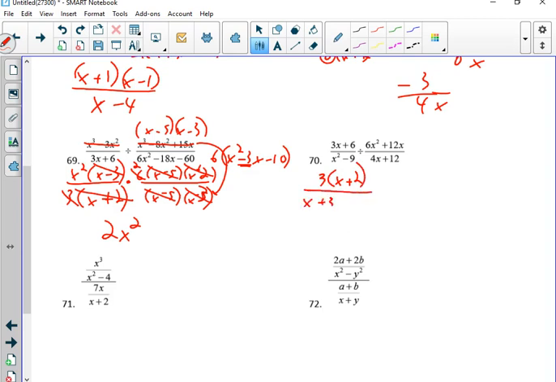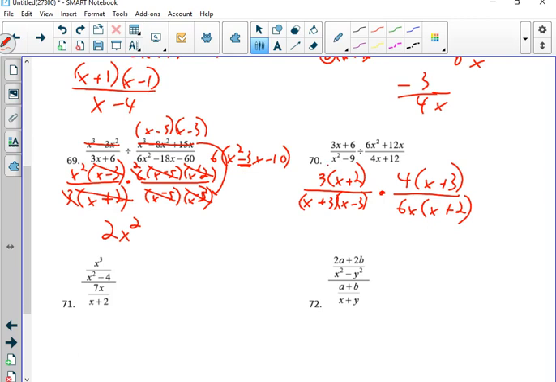This is going to be x plus 3, x minus 3, difference of squares. This section is all about factoring. Times the 4x plus 12 is going to go on the top, and I'm going to pull out a 4. On the bottom, I'm going to pull out a 6x and get x plus 2.